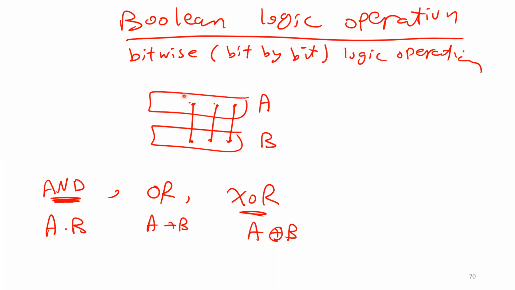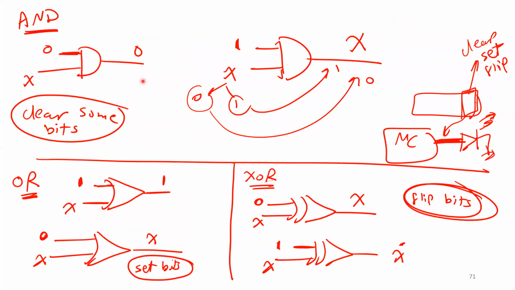So here, if you have a byte A or register A and register B, or byte and byte, okay, how can you do AND, OR, XOR, bit by bit? This is what I mean by bitwise or bit by bit logic operations. So what we have here, we have AND. You can AND byte to byte, bit by bit, or OR, or XOR, okay? So let's first quickly explain how AND works, how OR works, how XOR works. You already should know, but I explain it in a different way.